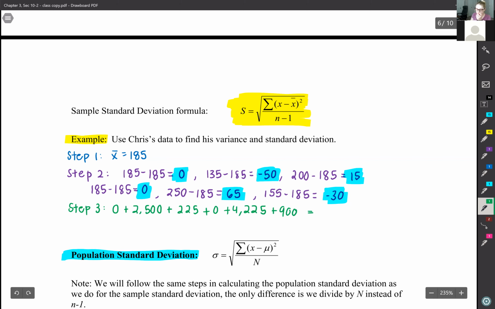Okay, now I just need to add these together. So I have 0 plus 2,500 plus 225, 0 plus 4,225 plus 900. Okay, and that's equal to 7,850. Okay, and we're almost done.